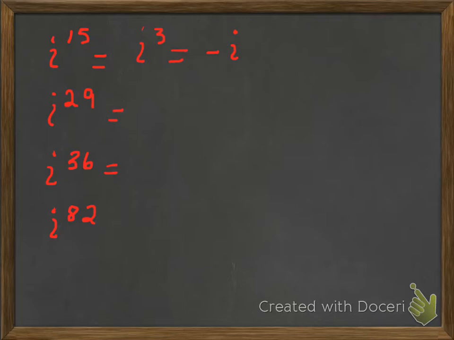4 goes into 29, you say, evenly 7 times with a remainder of 1. So this is the same as saying I to the first power, which would be simply I, or the square root of negative 1. I to the 36th power, well, 4 goes into 36 evenly. So that would be the same as I to the 4th, or 1. So if it goes evenly, it's always going to be 1. I to the 82nd power, 4 goes into 80 evenly, and then you're going to have a remainder of 2. So you get I to the 2nd, and I to the 2nd is -1.